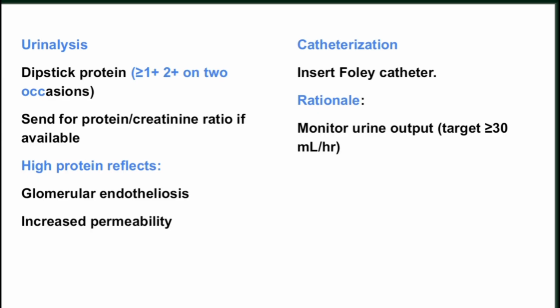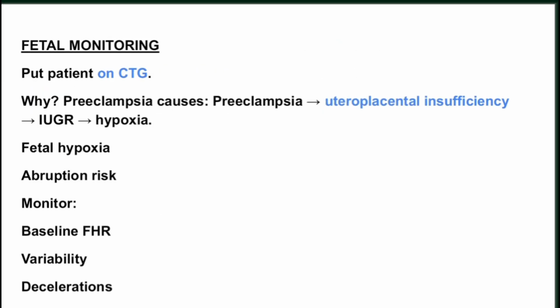acute kidney injury. Okay, so we're doing this just in case we put this patient on some medication such as magnesium sulfate. If it goes into a severe phase, are they going to have any implications? So for mild preeclampsia, we do not give magnesium sulfate prophylaxis. We only give it for severe preeclampsia.